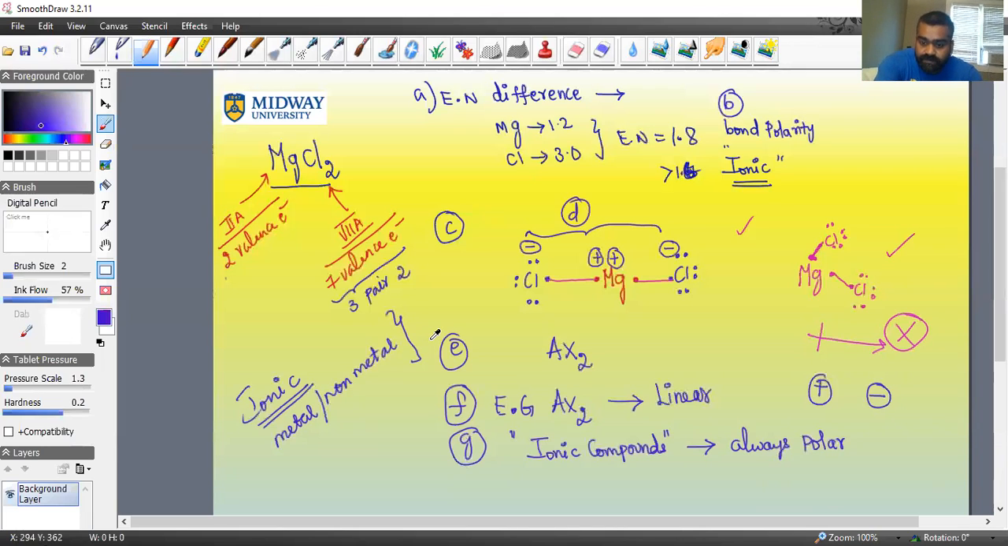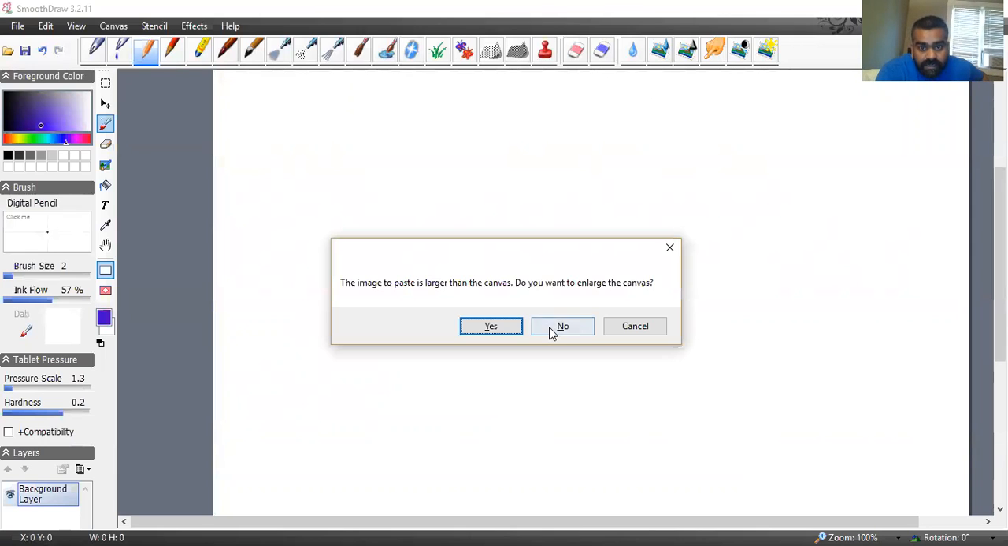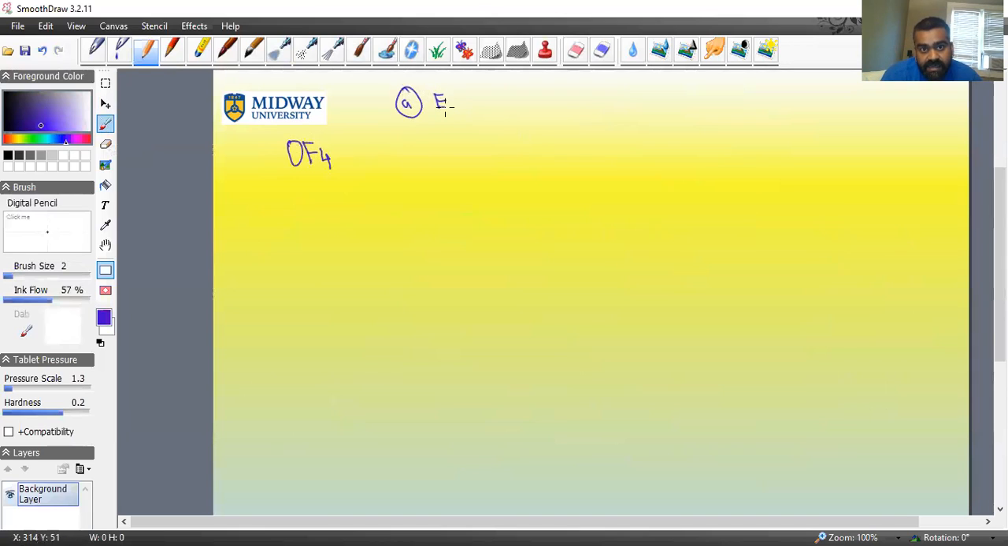Last one. Okay, so let's do OF4. Last compound, which is what I want to drive the point across, which is OF4. Can you tell me what the first step obviously is? Calculating the EN difference, which is 0.5. It's 0.5, right?